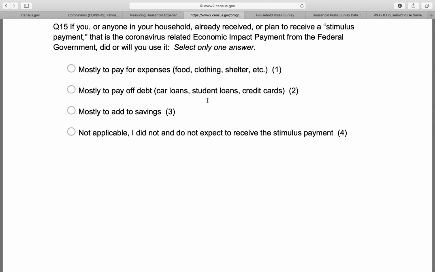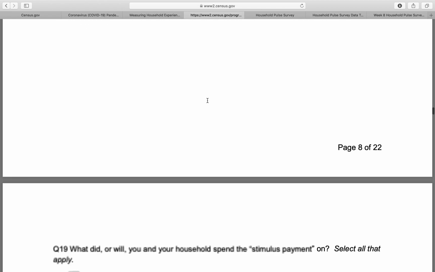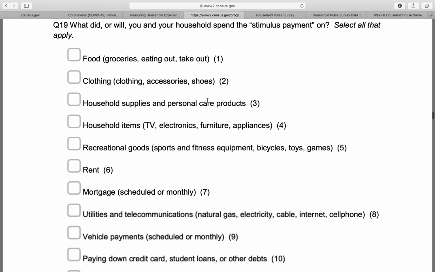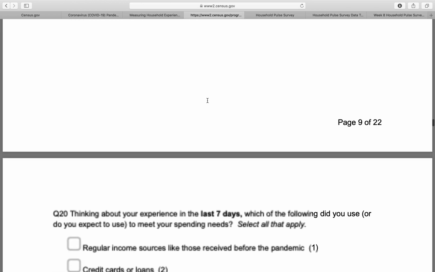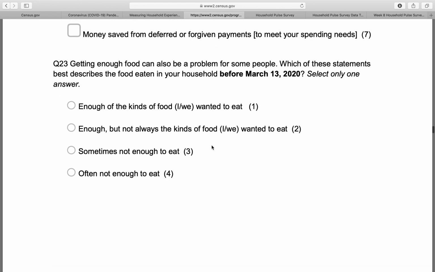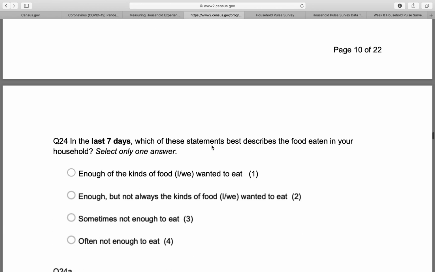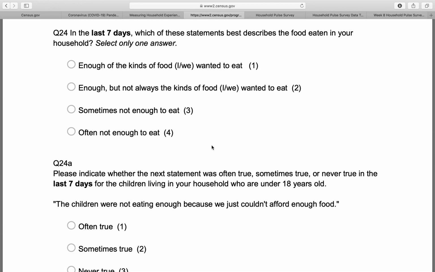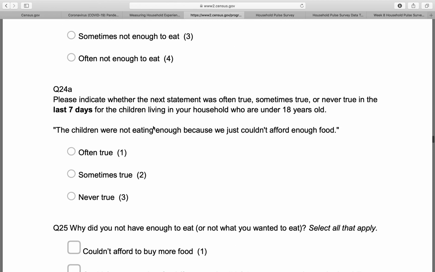Did you use it for expenses or paying off debts or add it to your savings? It asks you questions about what sources of income you did have, and then issues about food security. It goes on and on. And so what I would like you to do is take a look at it. See, like, children were not eating enough because we couldn't afford enough food.